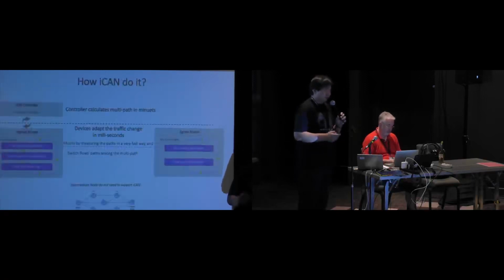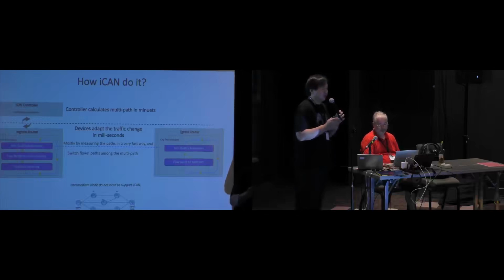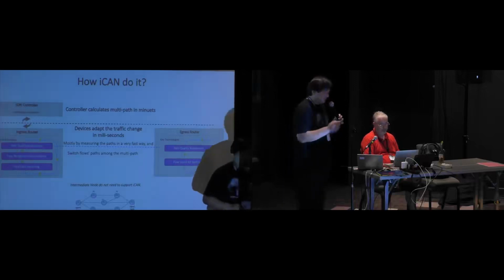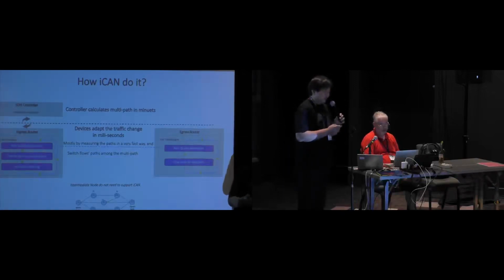And the basic principle of the ICAN technology is that we use the central controller to calculate multiple paths between each pair of ingress and egress routers. And after that, the routers will, by themselves, adjust the flows between the multiple paths based on the continuous measurement of the path congestion situation. This is done in a very fast manner, at millisecond level.